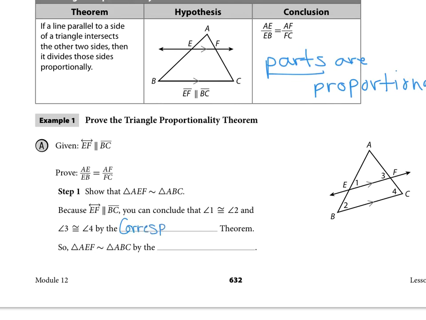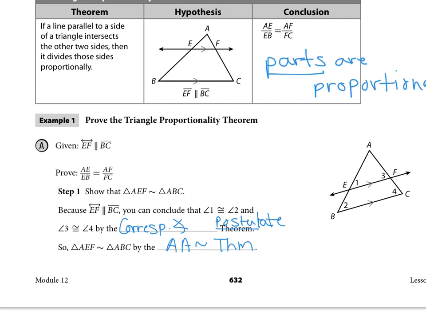So that's the corresponding angle, and remember we had changed that in one of the first modules of our book to a postulate. Sorry, it's hard to write with this stylus here. So what we can say is that if we have two angles that are congruent because of those parallel lines, then our triangles are similar by our angle-angle similarity theorem, which is one that we learned in the last module.